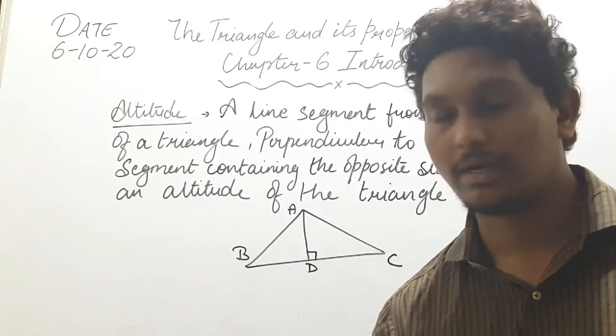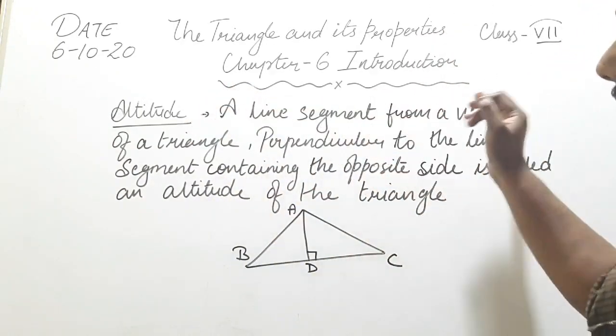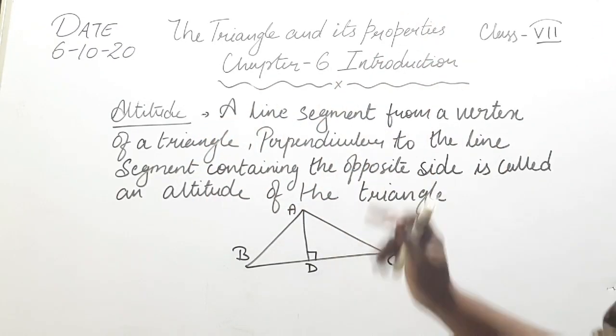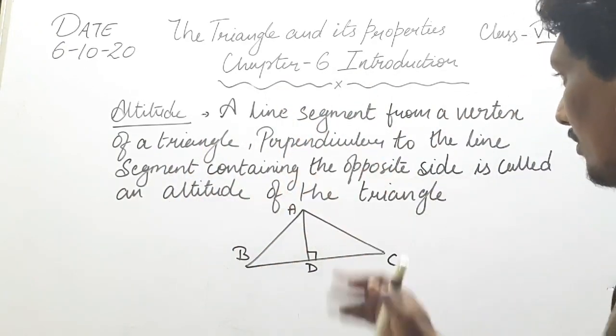Okay, now come to the next, that is altitude. So altitude is a line segment from a vertex of a triangle. The word perpendicular is the main important word here: perpendicular to the line segment containing the opposite side.